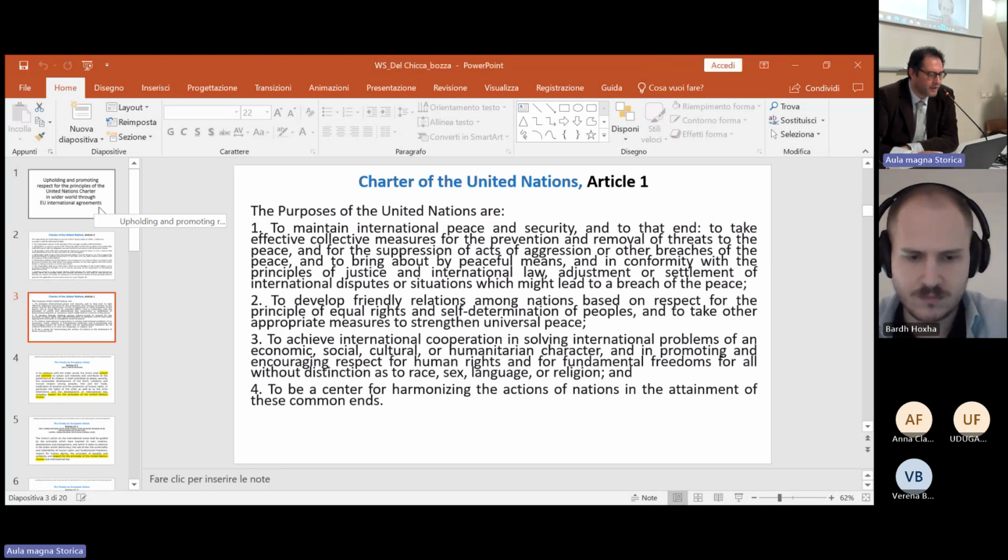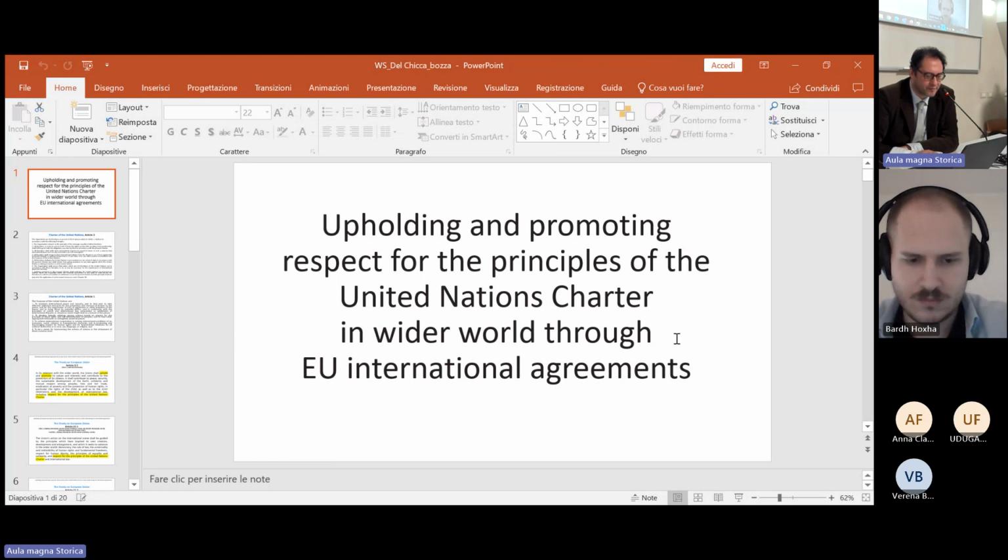Now, the point is that the EU, through its international agreements, must promote respect for such principles of the United Nations Charter in the world. So we have to look also at the rules of the European Union about this, which is the so-called legal basis of that, meaning the rules provided in the European Union treaties about this.